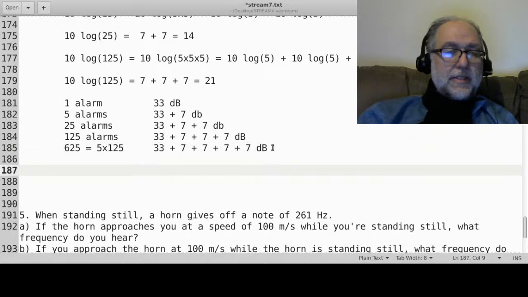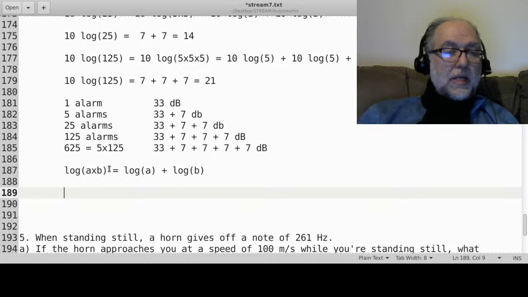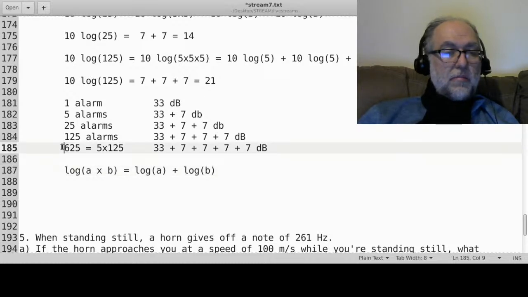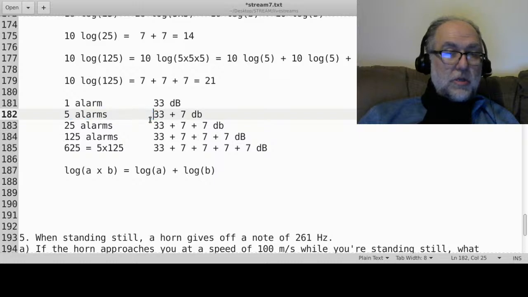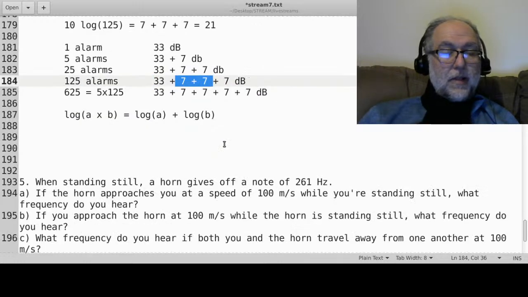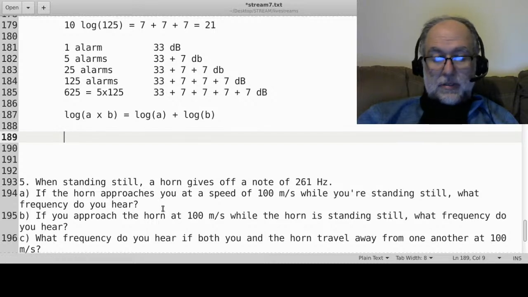What's going on there? It's this: log of A times B is equal to log of A plus log of B. And so what the log is doing is it's converting multiplication in terms of I into addition in terms of beta. Okay, and why create such a complicated scale?